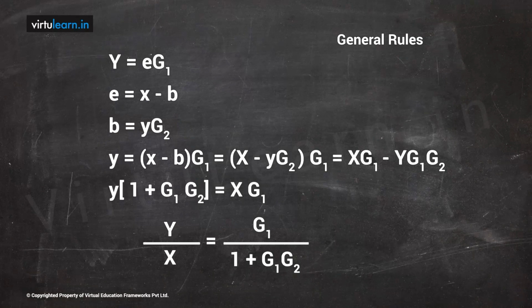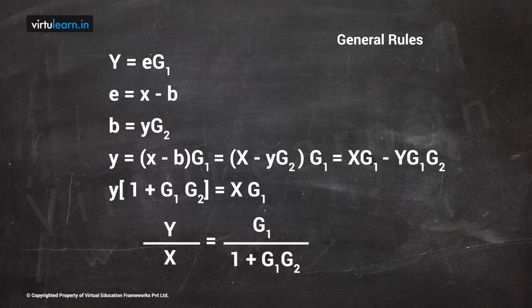Again, if you substitute in the equation, finally you will get Y into 1 plus G1 G2 is equal to XG1, and the transfer function Y by X is G1 by 1 plus G1 G2. So in actual control system, in place of G2 we'll take H. So the generalized formula for any feedback loop is G by 1 plus GH. In this particular case, it is G1 by 1 plus G1 G2.